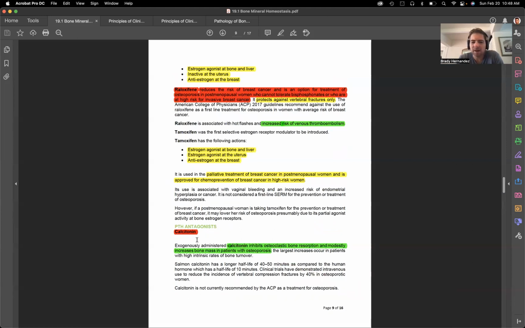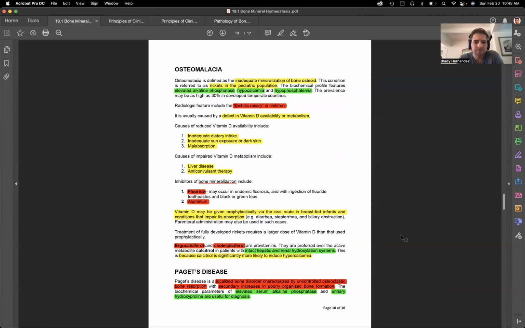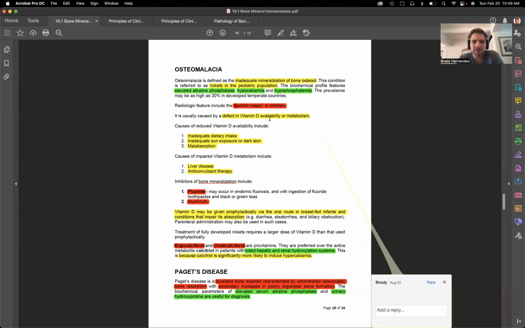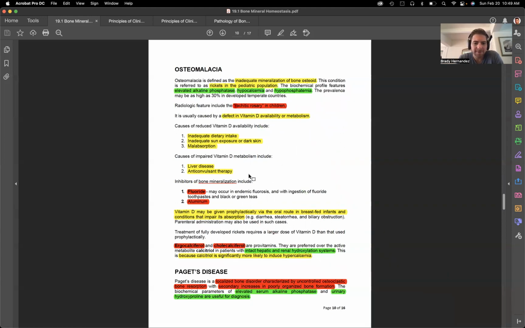Calcitonin is basically activated vitamin D. Who needs this? People with renal failure, because remember it's converted to 1,25 vitamin D in the kidneys. So if you can't make that, you get calcitonin. Osteomalacia is basically rickets in adults, so you have decreased vitamin D, okay? So that could lead to that.